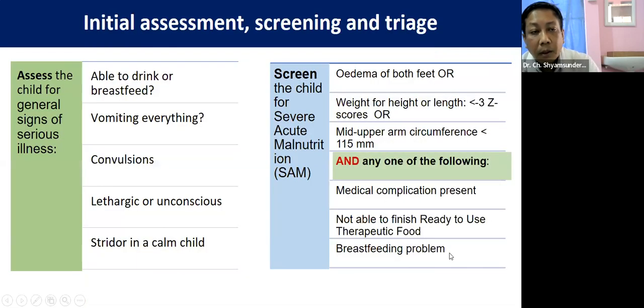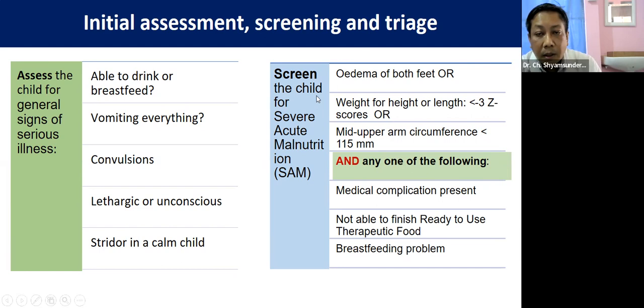How do we assess? After assessment, we're going to screen and we're going to perform triage. Assess the child for general signs of serious illness. Is the child able to drink or breastfeed? Is the child vomiting everything? Does the child have convulsions? Is he lethargic or unconscious? Or is there stridor in a calm child?